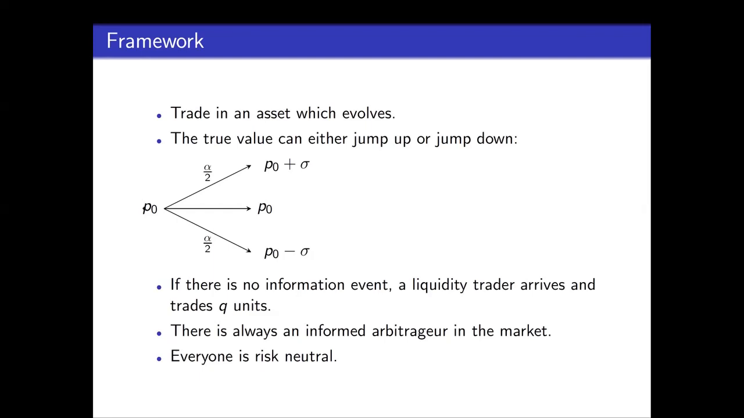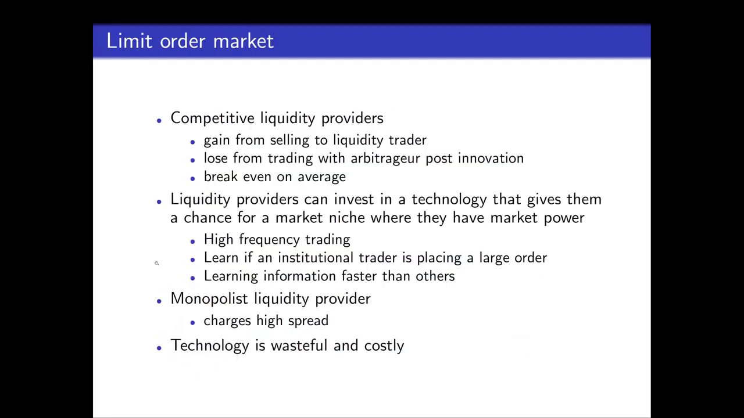We have an asset that has a price of P0, and the price can either stay at P0, in which case a noise trader arrives and trades, or there could be an innovation in the price with probability alpha, where the price either goes up or goes down. In this case, an informed trader or an informed arbitrageur arrives at the market and tries to trade. Everybody's risk neutral, and we want to compare limit order markets with these new liquidity pools in this setting.